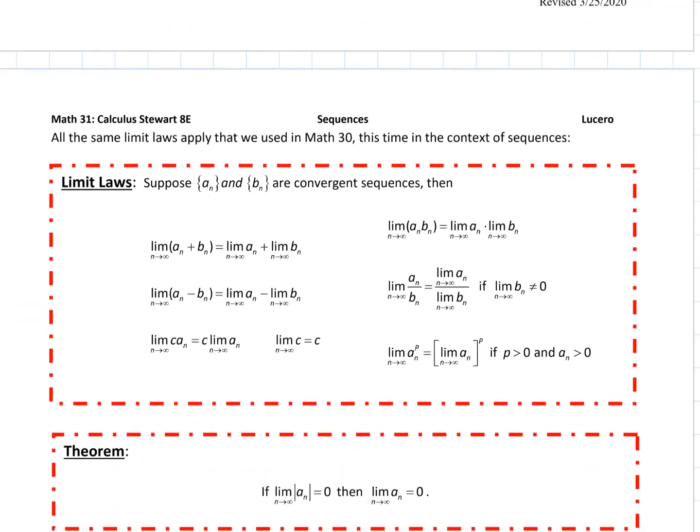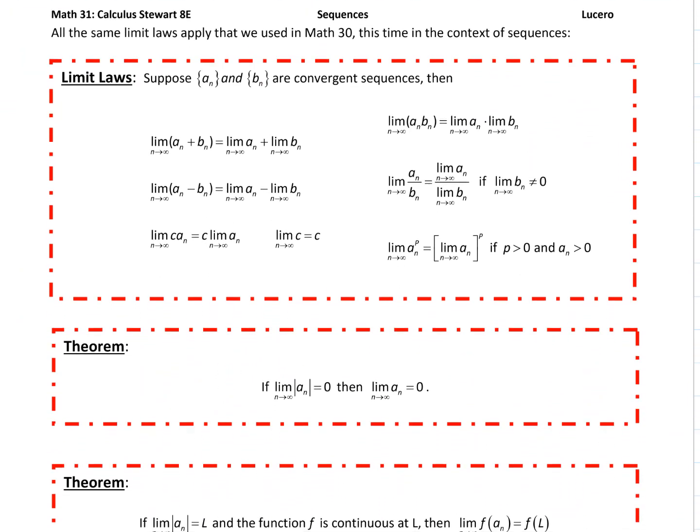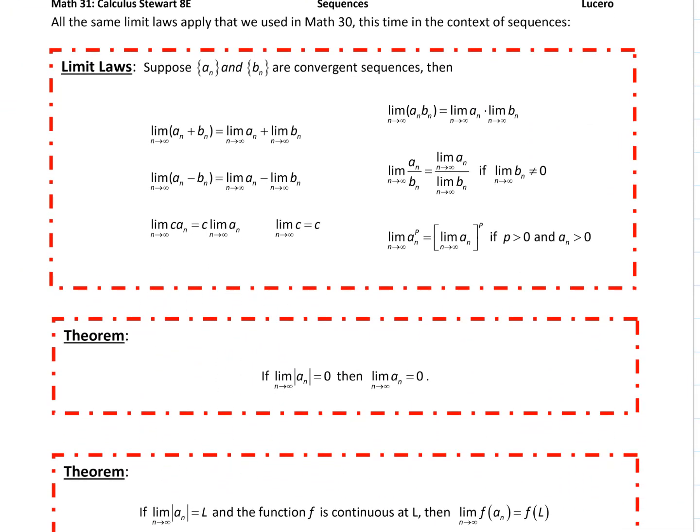All right, I'm going to run through these really quickly. These are all the same limit laws that we had in Calculus 1, but this time they're in the context of sequences. For instance, if we take the limit of two sequences, it's the same as looking at the sum of the individual limits or the difference of the individual limits. And if we have a constant, we can pull that constant out in front.